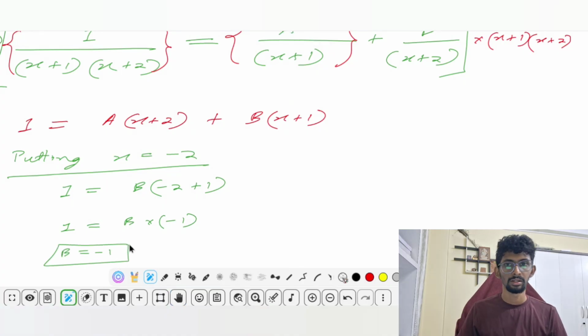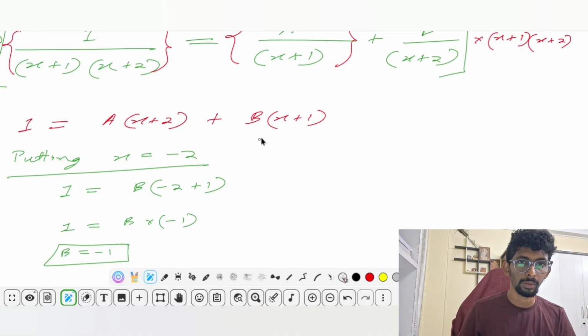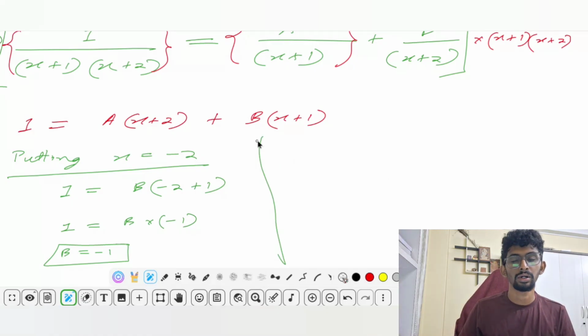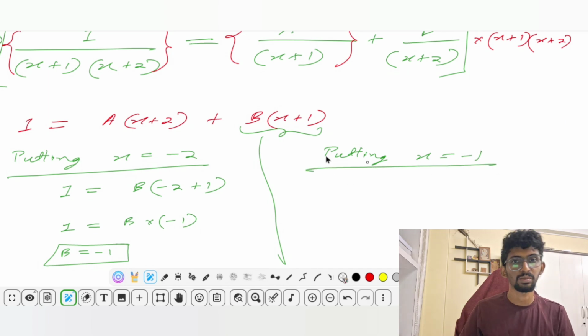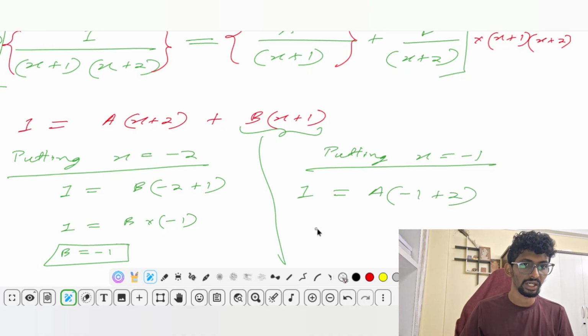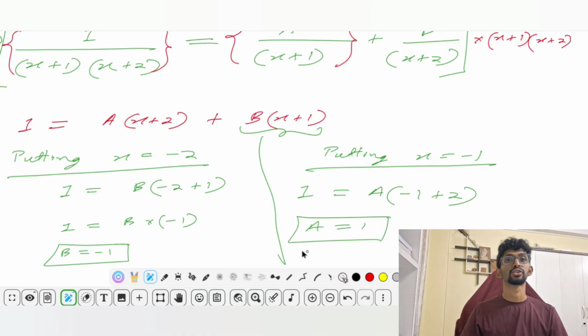So this is the answer of b. Now we have to find a. To find a, we have to make this term 0. So what will we do? Putting x as minus 1, if you substitute x as minus 1, this part will be 0. So 1 will be equal to a times minus 1 plus 2, which is 1. So a times 1 equals 1, that is, a is 1. So these are the values of a and b.